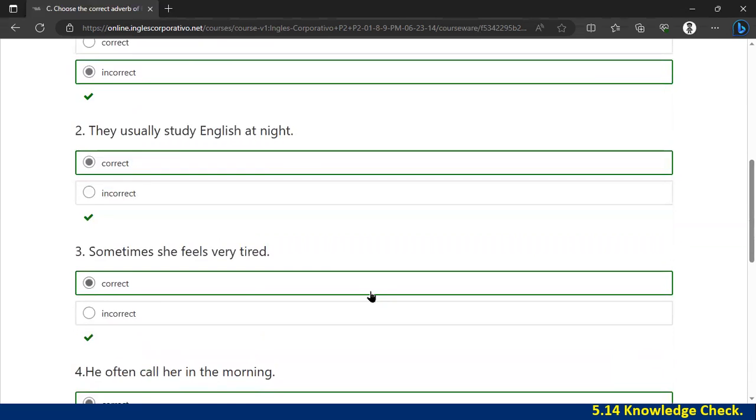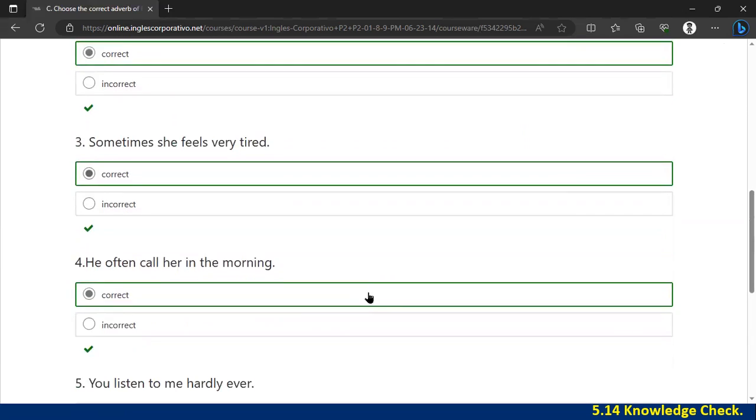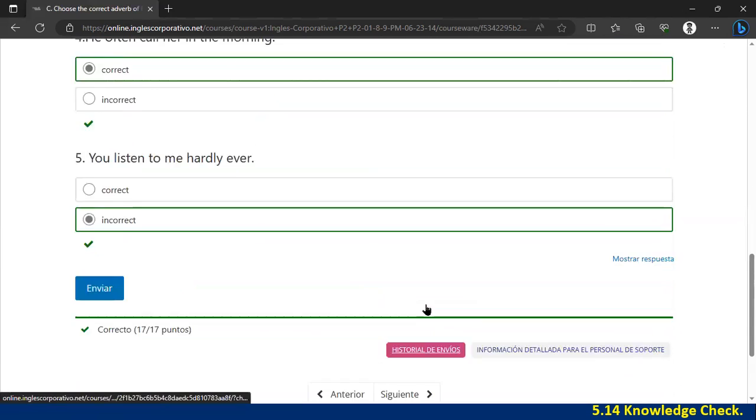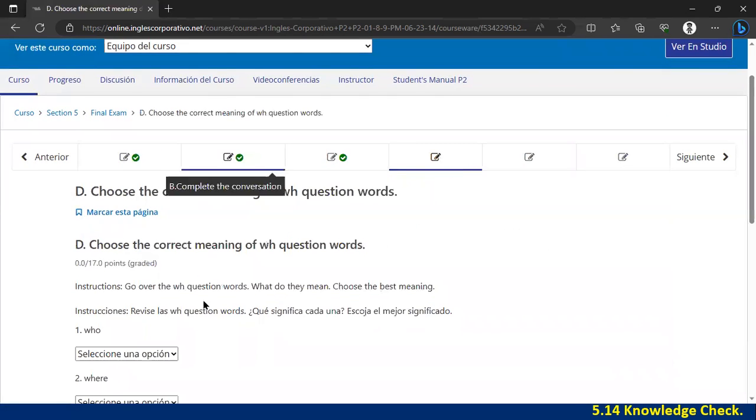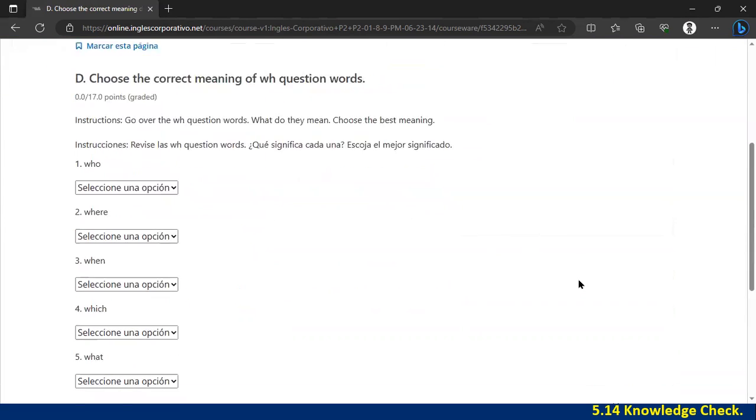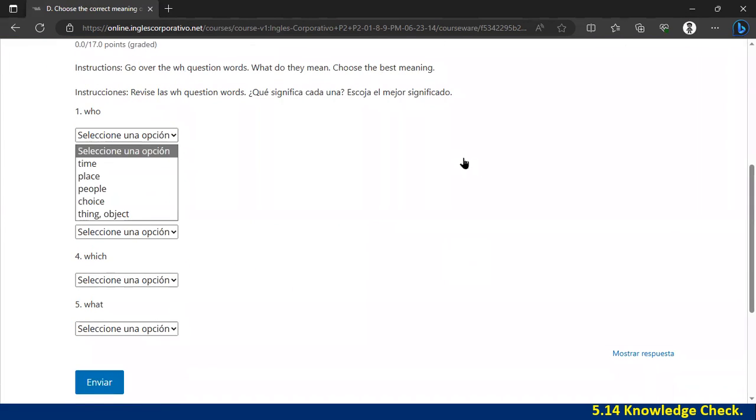So, let's go ahead and check. As you can see, all of them are correct, I mean, what we answered. Then in letter D, choose the correct meaning of the WH question. Girls, when do we use who? Time, place, people, choice, things, or objects?